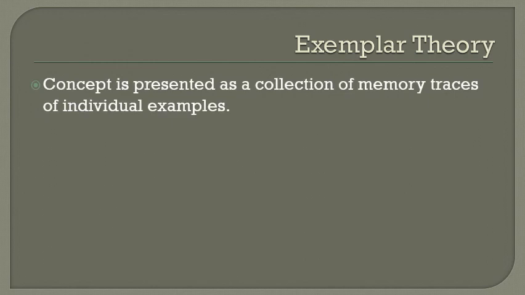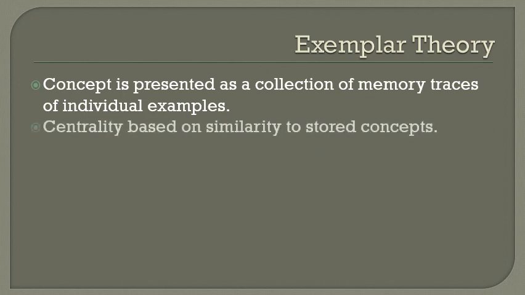All right. So in exemplar theory, each concept is presented as a collection of memory traces of individual examples. Okay. So things that are there in your memory, things that you have experienced through your encounters with various concepts. That is what exemplar theory consists of. Centrality of a new idea is based on the similarity to stored concepts. Okay. So if a new flower that you are encountering is similar to both the rose and the lotus, then you will categorize that as a central thing, right?